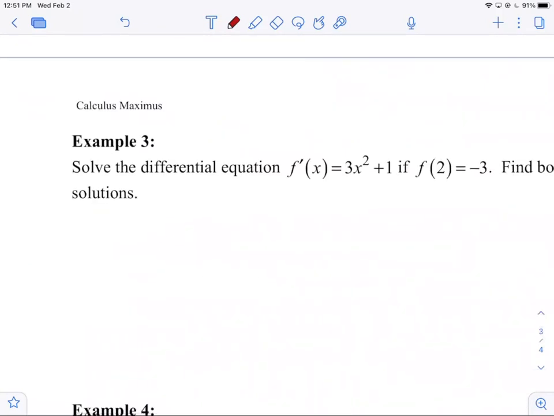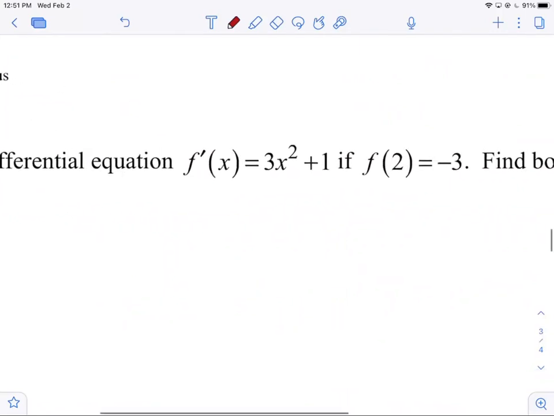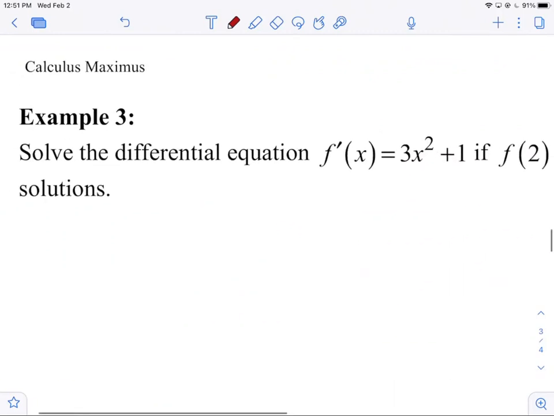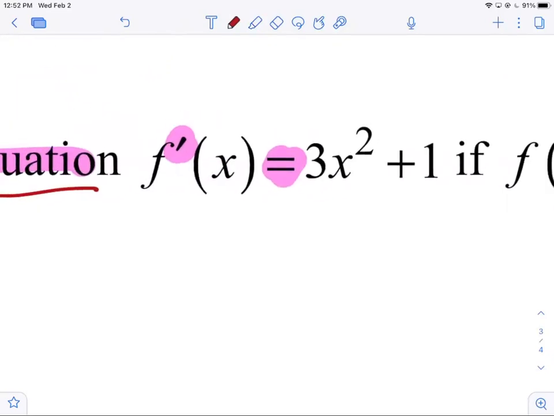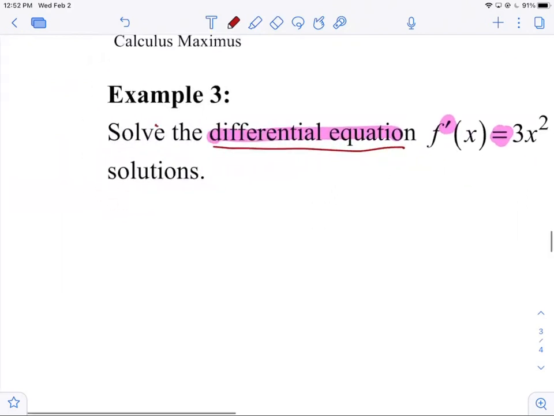So let's look at example 3. Solve the differential equation f prime equals 3x squared plus 1 if f of 2 is -3. Okay, first of all, it says solve the differential equation. I have a derivative and I have an equal sign, so it is a differential equation. That's good. Solving it means getting back to the original function, which in this case, if it's f prime, we get back to little f, okay? So that's what I want, little f of x equals.